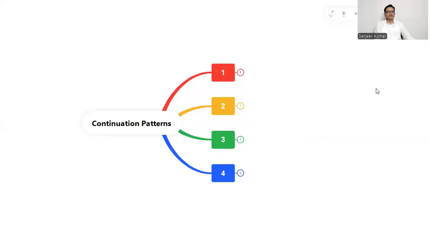Or if the share price is in a downtrend, and you identify the continuation pattern, then you will understand that this downtrend will continue. Without any delay, I'm just sharing the mind map, and I'm going to discuss continuation patterns.